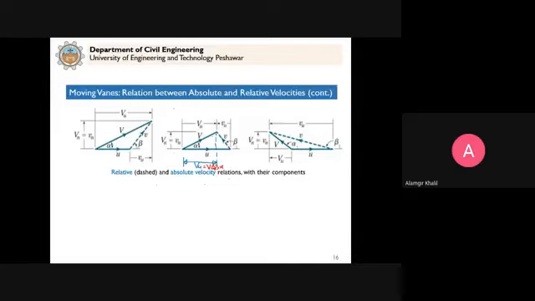Similarly, in the vertical direction, we will have this component here. This will be equal to v sine of alpha for v. So now for v, it is clear: v cos of alpha and v sine of alpha. Clear?